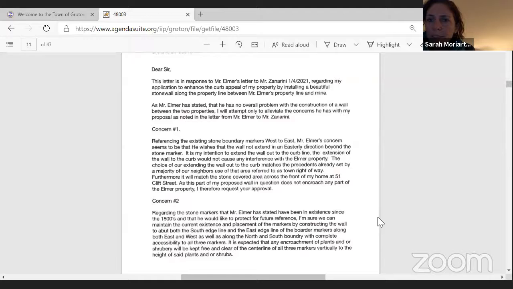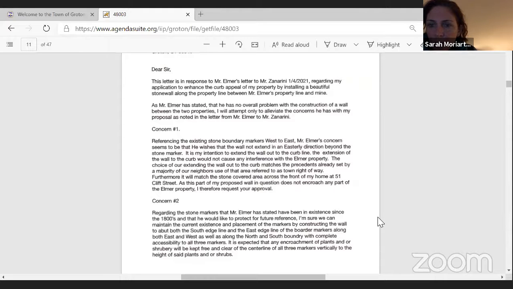Concern number one, referencing the existing stone boundary markers west to east: Mr. Elmer's concern seems to be that he wishes that the wall not extend in an easterly direction beyond the stone marker. It is my intention to extend the wall out to the curb line. The extension of the wall to the curb would not cause any interference with the Elmer property. The choice of extending the wall out to the curb matches the precedents already set by a majority of our neighbors' use of that area referred to as the town right-of-way. Furthermore, I'll match the stone covered areas across the front of my home at 51 Cliff Street.